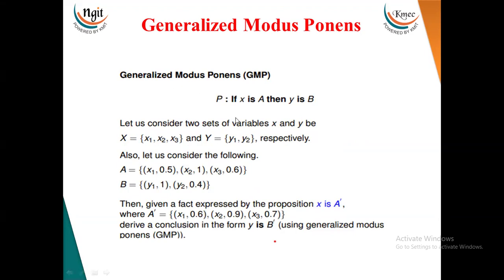So, generalized modus ponens, GMP. If X is A, then Y is B. We are considering X values X1, X2, X3, and Y equal to Y1, Y2. We have A equal to X1 comma 0.5, X2 equal to 1, and X3 0.6. Similarly, for B we have only two values, Y1 equal to 1 and Y2 equal to 0.4. Here, A complement is given as X1 comma 0.6, X2 comma 0.9, and X3 comma 0.7. So these values will be given in the problem itself.